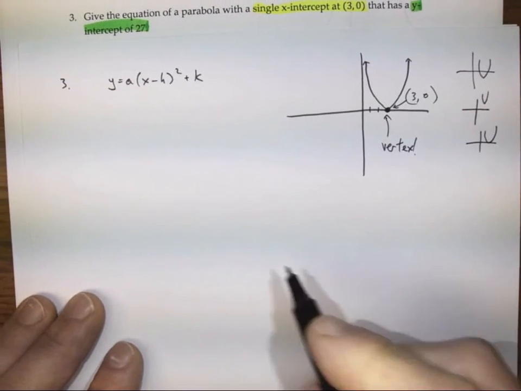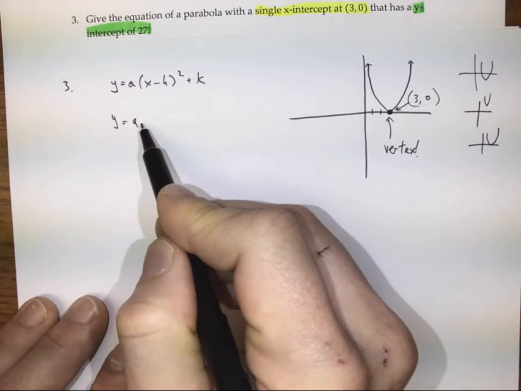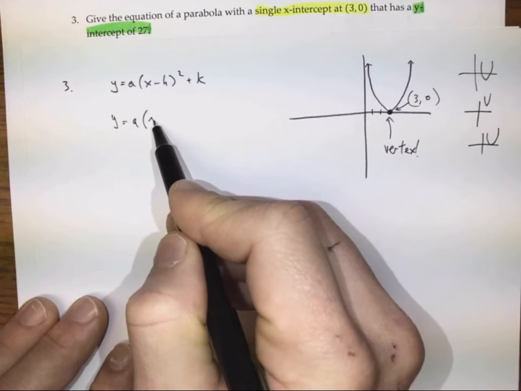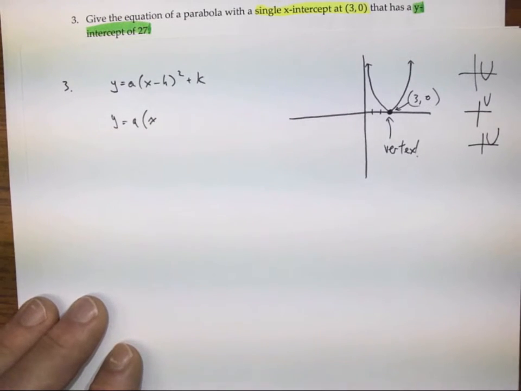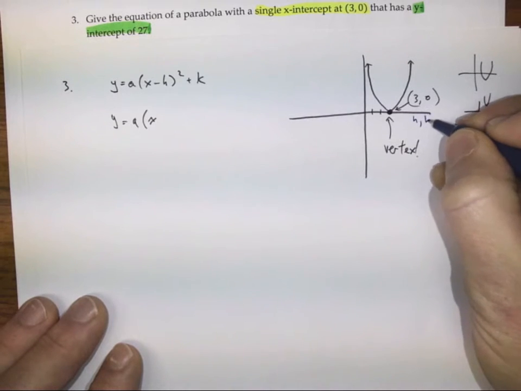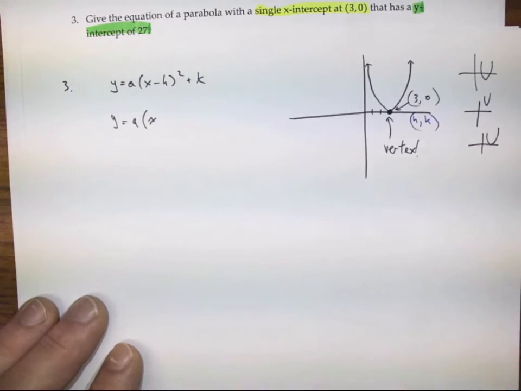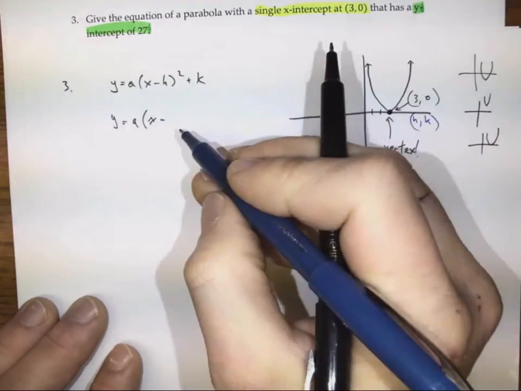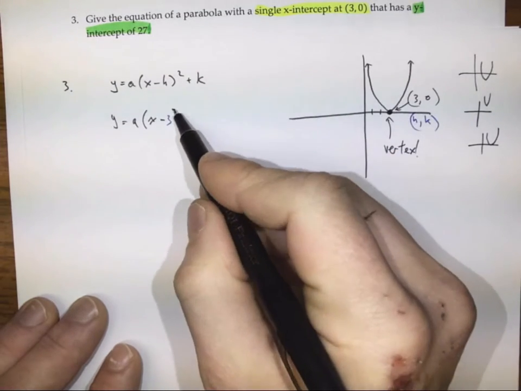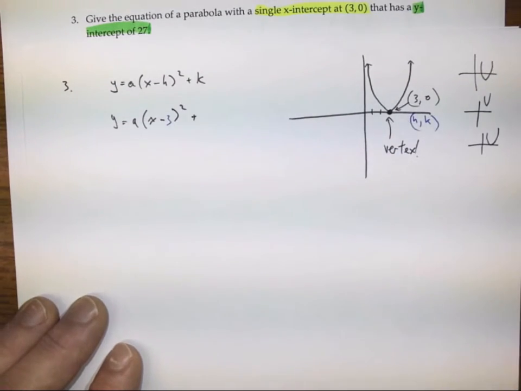So the vertex is at 3, 0. So that allows us to go over to our formula and get started. You know, we have an x value and we're going to take away, so that's going to be an h and a k, right? So we're going to take away 3, our h value, and we're going to add 0.